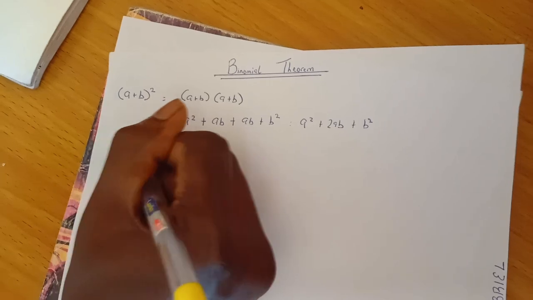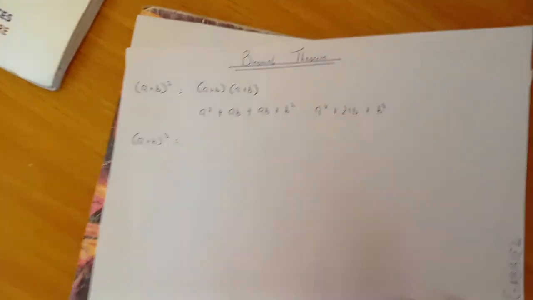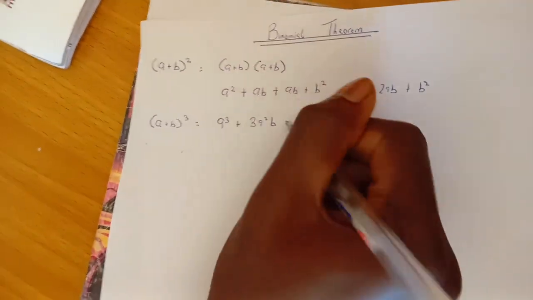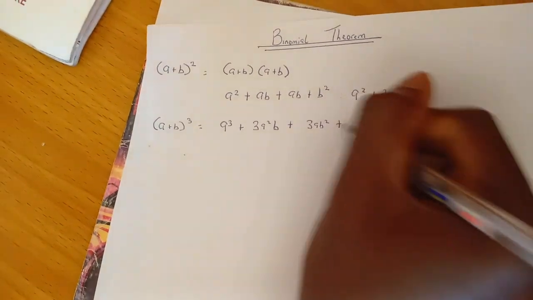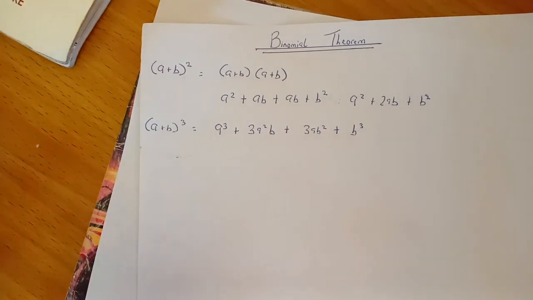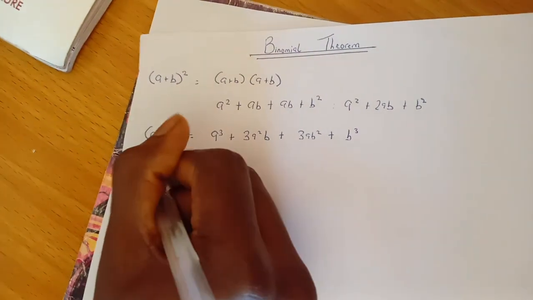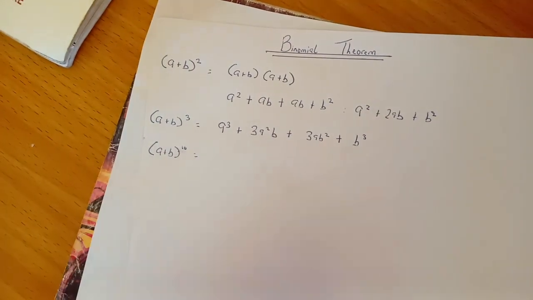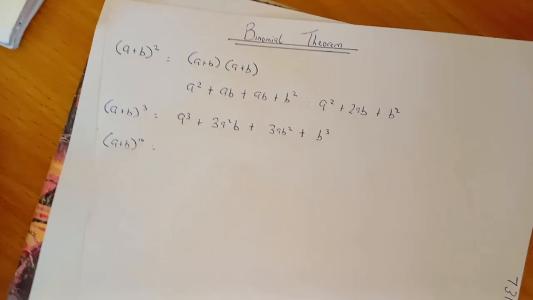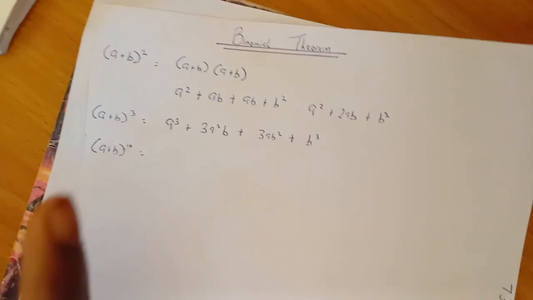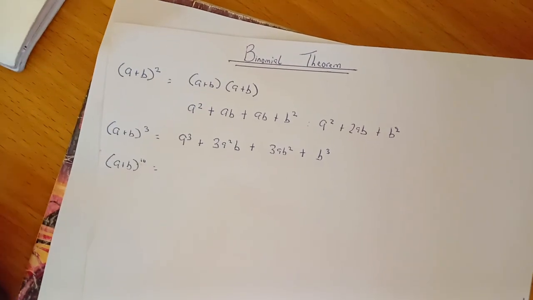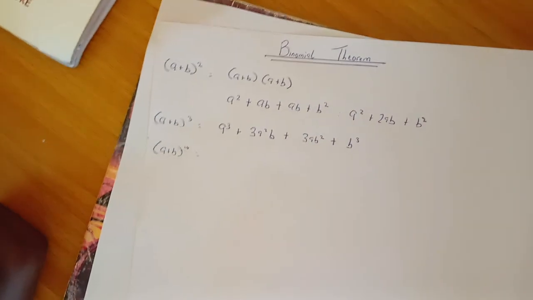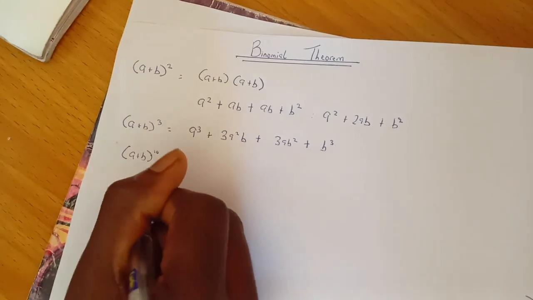We have a plus b raised to the power of 3. At the expansion, we know it's going to give us a cube plus 3a square b plus 3ab square plus b cube. But if we now have an expansion with a very big power, for example, a plus b raised to the power of 10, it will be unconventional for us to write a plus b in 10 places. That's going to waste a lot of time. That's why we are going to employ what we call binomial theorem. So let's talk about one of the foundations of binomial theorem, something called Pascal's triangle.